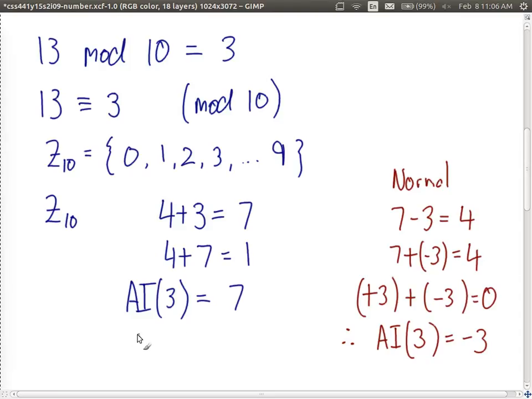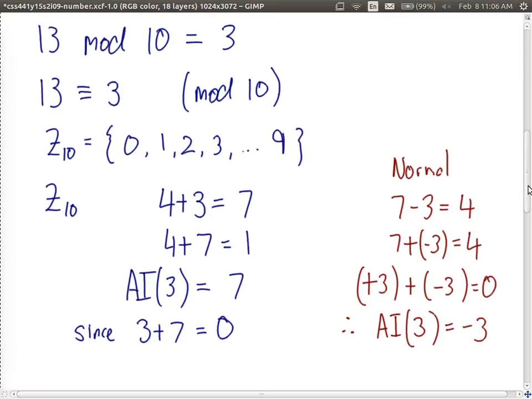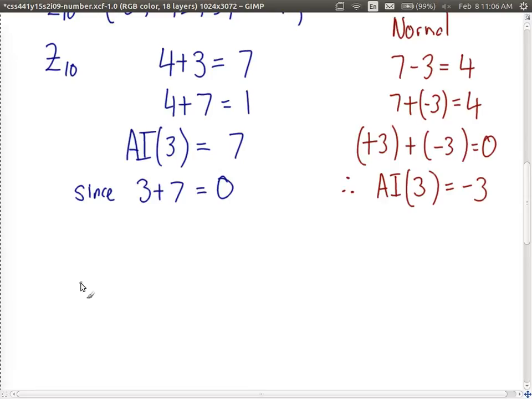Because in mod 10, of course, I haven't written, 3 plus 7, mod 10 is 0. So we can talk about an additive inverse. If we can find the additive inverse, then we can do subtraction. Another one. What's 4 minus 7? Four minus seven is four plus the additive inverse of seven.